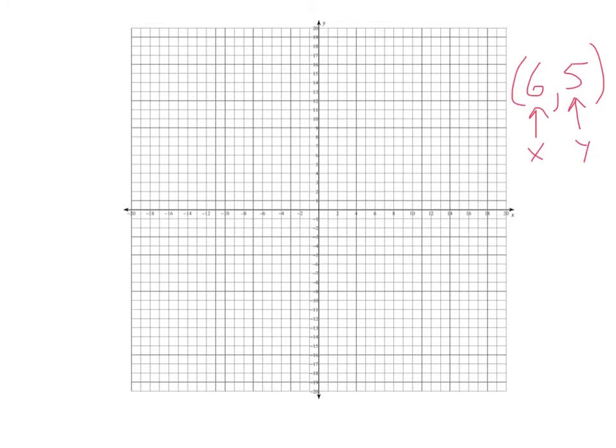Now the other thing to remember is that x is the horizontal axis and y is the vertical axis. So if we're looking for 6 on the x-axis, you will find it right here. And if you are looking for 5 on the y-axis, you will find it right there. If you intersect those two, you go along until you get to the 6 and the 5. The point 6, 5 falls right at that point in the grid.